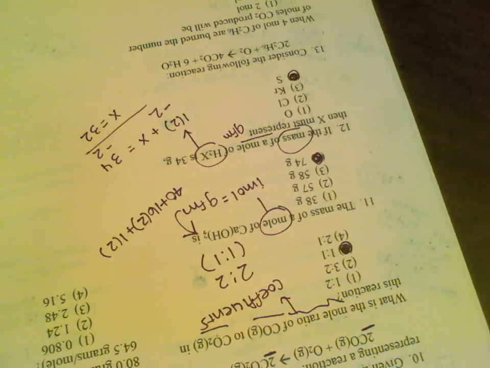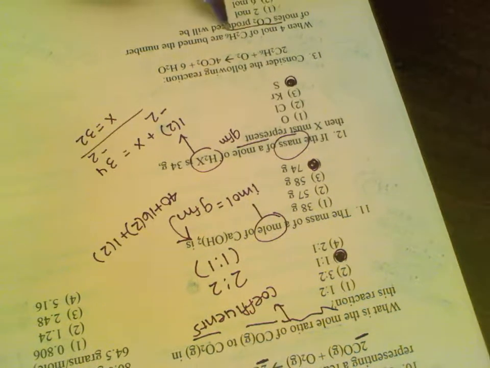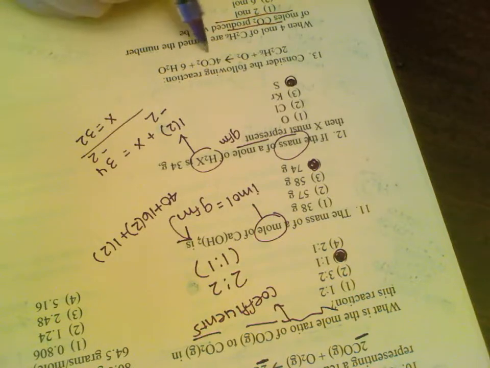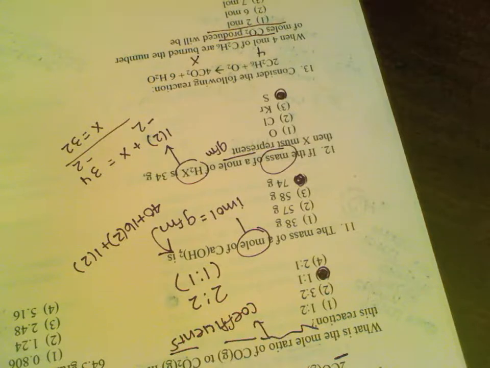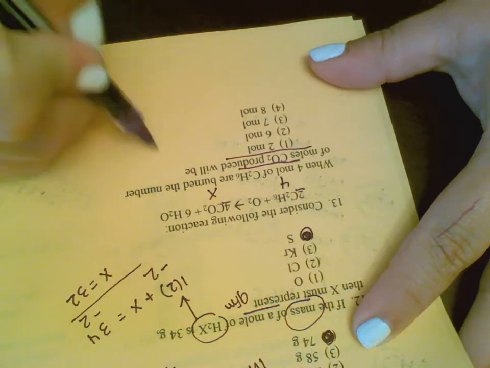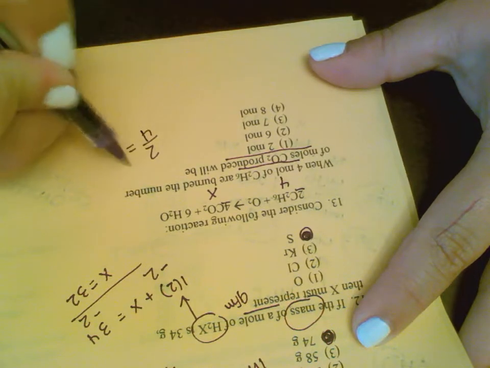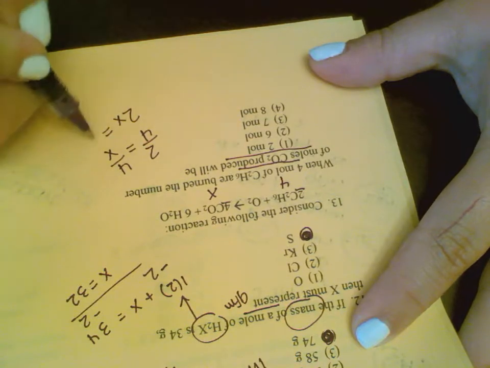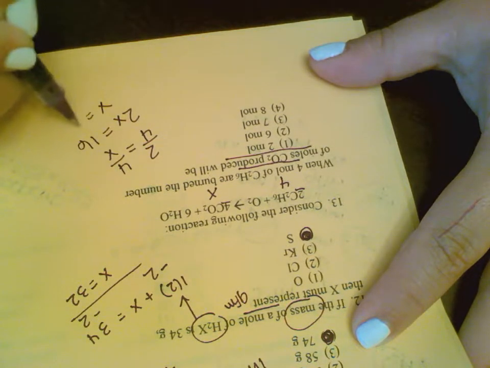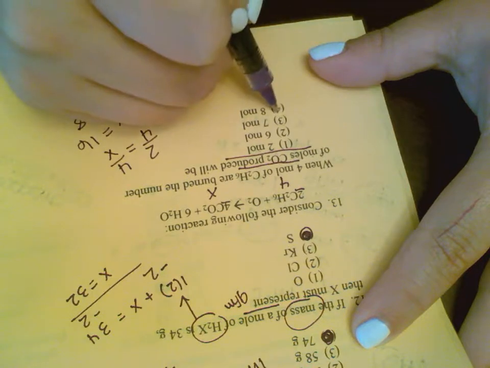13, when 4 moles of C2H6 are burned, the number of moles CO2 produced will be, so they want to know this. This is X. And they know you had 4 of this. So again, let's set up a ratio between these. Look at your original coefficients versus what they're changing to. So that means I'm going to go 2 over 4 equals 4 over X. I get 2x equals 4 times 4 would be 16, which means x is going to equal 8. So 13 would be choice 4.